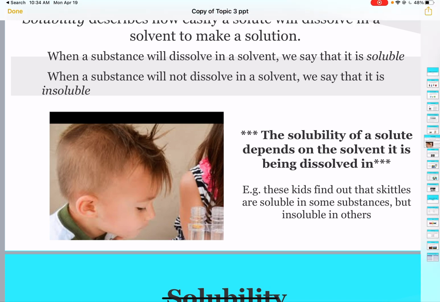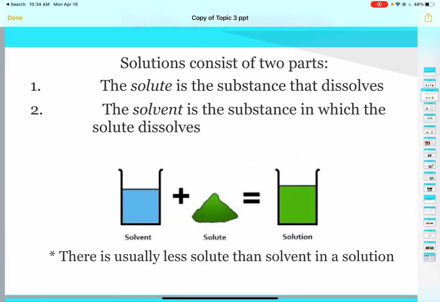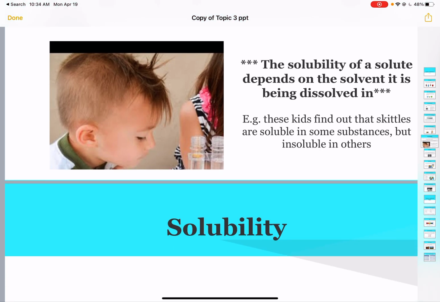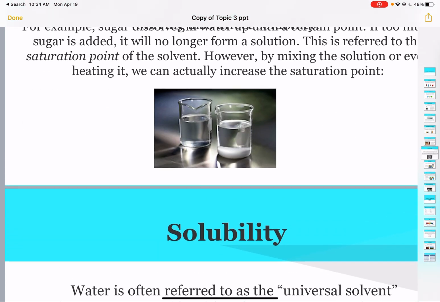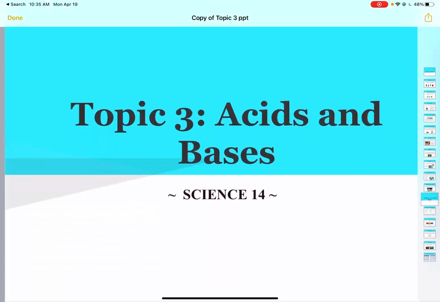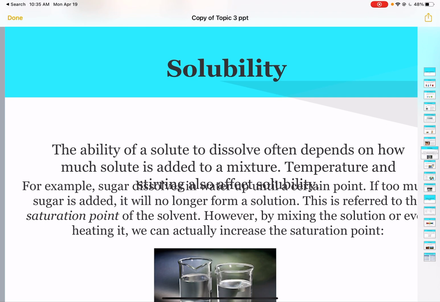I think that this is a video? No? Oh my gosh. It says these kids find out that Skittles are soluble in some substances but not others. I believe I posted that video. For some reason I'm having technical difficulties here. Okay, I'm just going to stop there for now and I'll continue when I can write on this document.